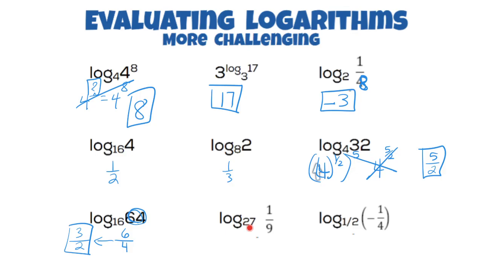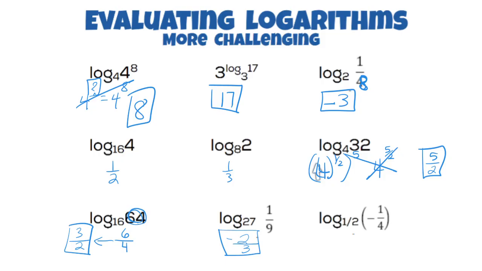Let's try the next one. It's a 27. What root can you do nicely to a 27? Yeah, you can cube root a 27. What is the cube root of 27? 3. 3 to what power is my 1/9? Well, I know 3 squared is 9, but I have to make it a negative to bring it down to the denominator. So negative 2/3 is my answer.